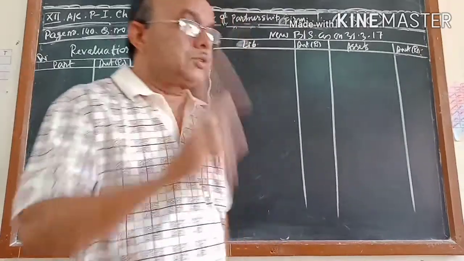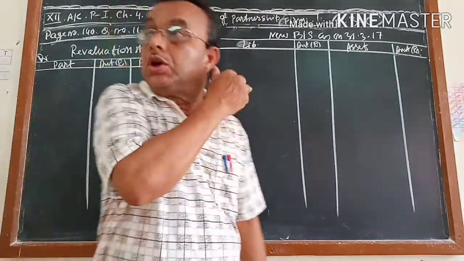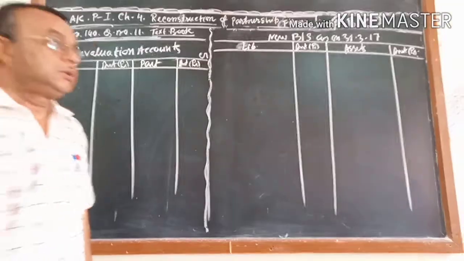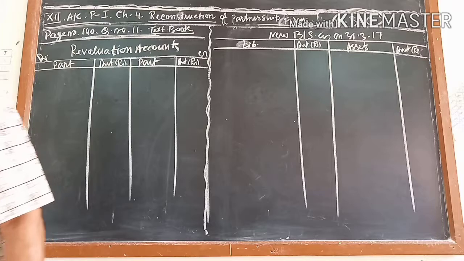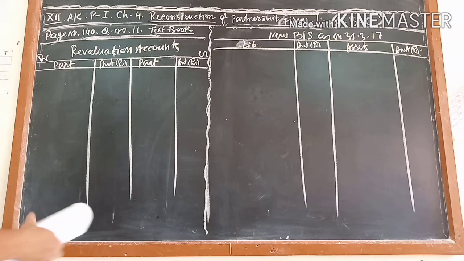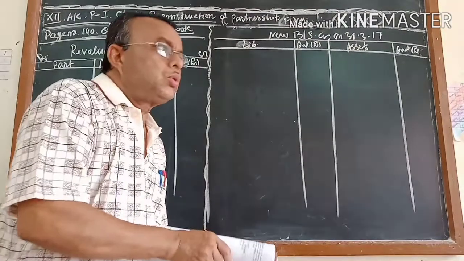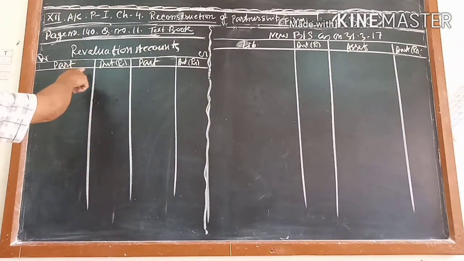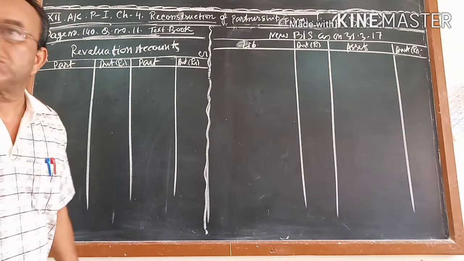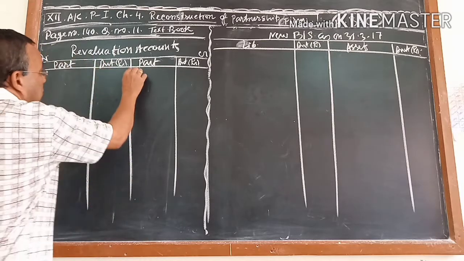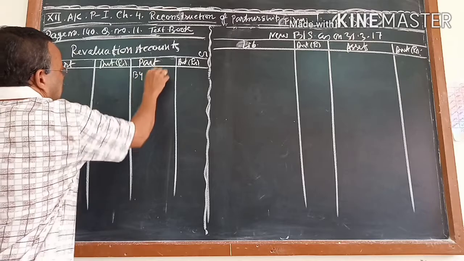revaluation account. That is the thing you have to keep in mind. I told you, you will remember the journal, and on the basis of this journal, you will do the posting. So your journal is land and building account debit to revaluation account. When you do the posting, this is not the land and building account, this is the revaluation account. Land and building account debit to revaluation account means revaluation account credit by land and building account.